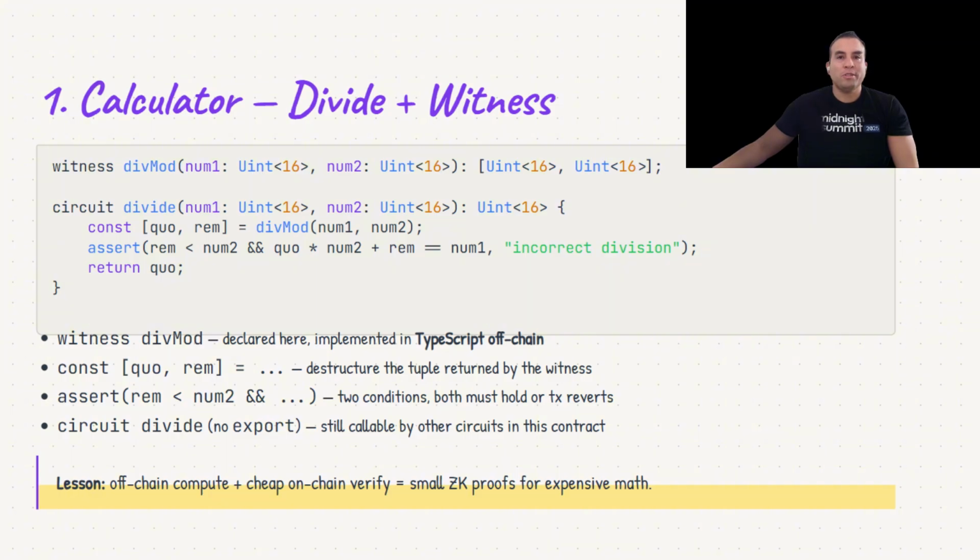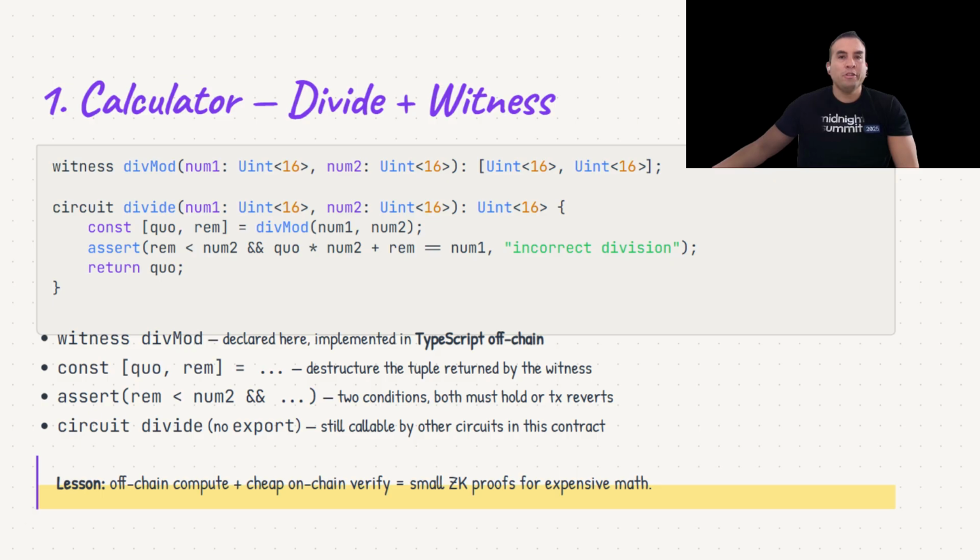5 times 3 is 15, plus 2 is 17. Matches, pass. If you lied about that quotient, say you said 6 instead of 5, the math wouldn't add up and the transaction would be rejected. 2 quick details. See how divide doesn't have export in front. That just means it's a private helper. Other circuits in this contract can call it, but outside users can't.